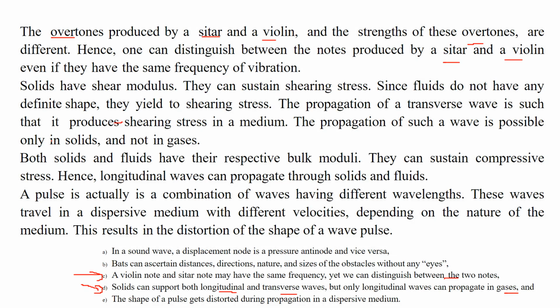See, both these solids, they have shear modulus. What they have? Shear modulus. So they can sustain the shearing stress. Since fluids do not have any definite shape, they yield to shearing stress. When we are talking about the propagation of a transverse wave, the propagation is such that it will produce shearing stress in the medium, and the propagation of such a wave is therefore possible in solids because they have shear modulus, but not in gases.